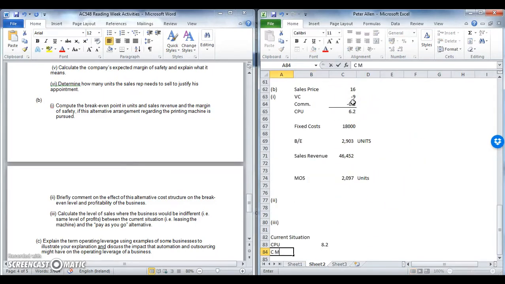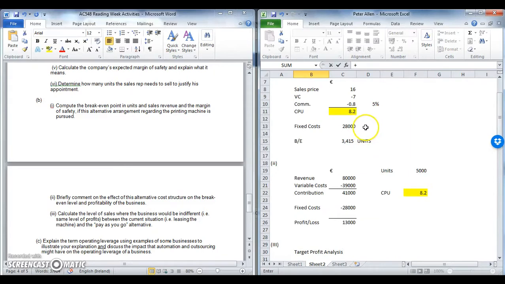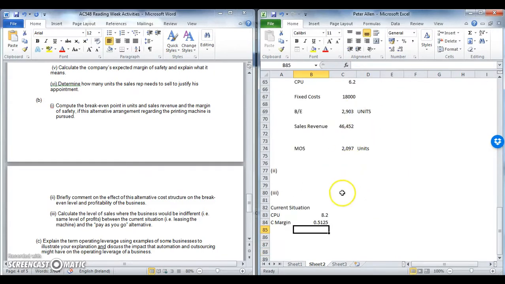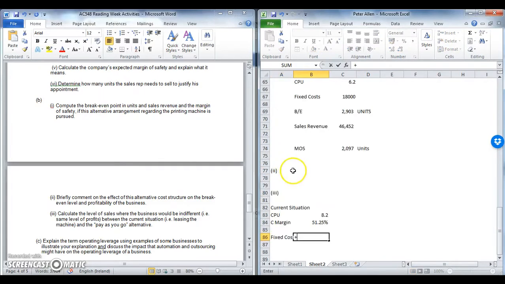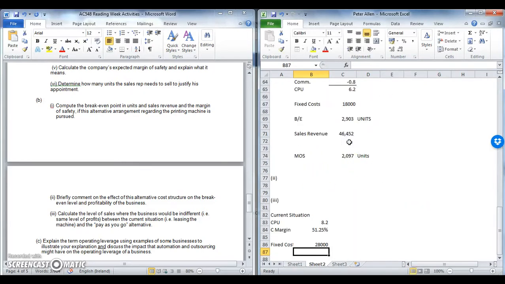The contribution margin, we look up here, contribution margin is 8.2 over 16, which is 51.25%. Alright? So that's the current situation, and the fixed costs, we already know, are 28. So this is a typical one to see, well, actually, at what level of cost are we indifferent?